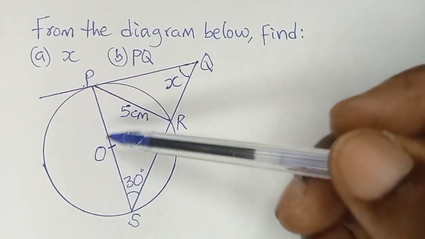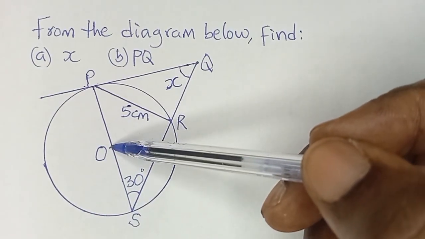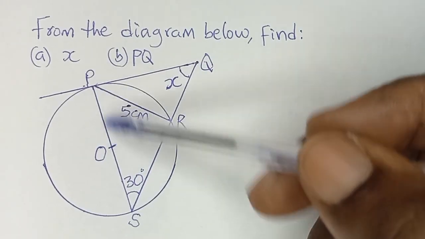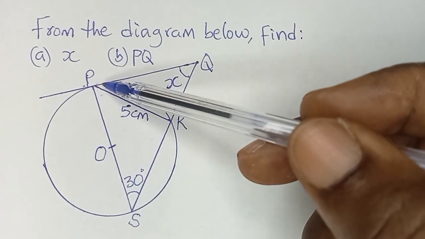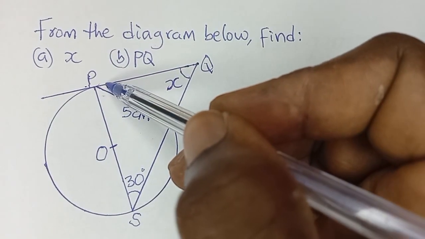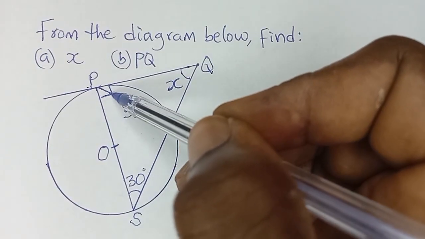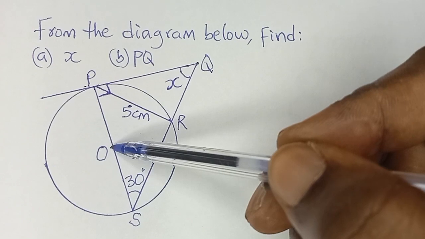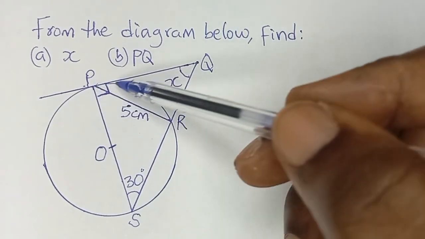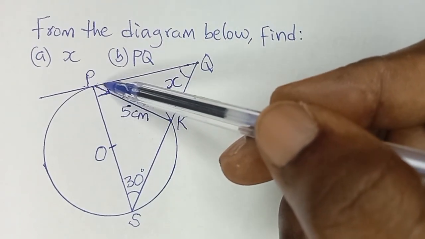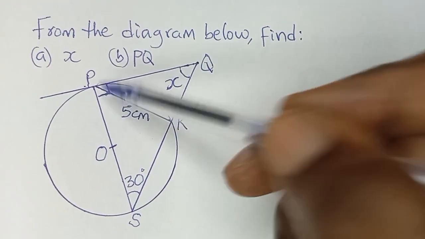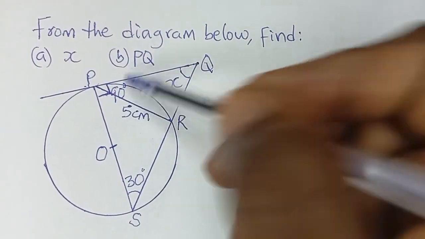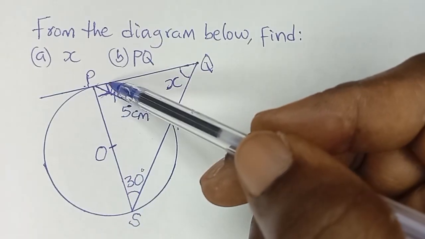The theorem says that when you have a radius that meets a tangent, that radius is perpendicular to the tangent. Perpendicular means it is at 90 degrees to that tangent. So a radius meeting a tangent makes angle 90 with that tangent. Take note of that theorem. So that shows that this angle here is 90 degrees. That is, the whole of this angle is 90 degrees.